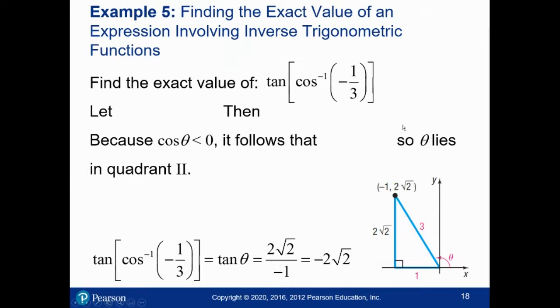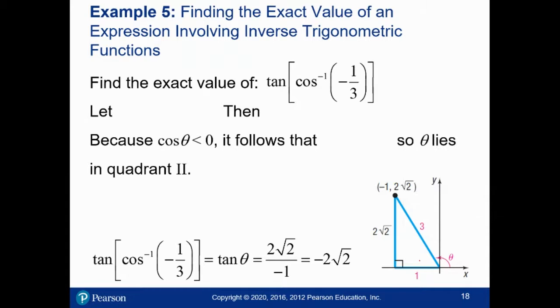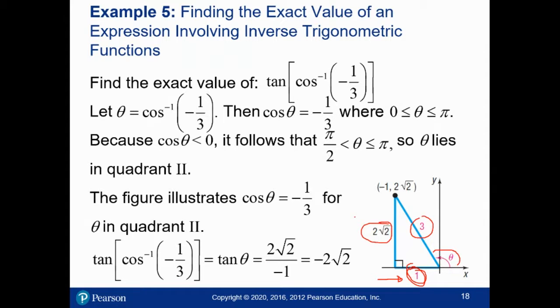So we would put the x-coordinate to be 1. But since we're in quadrant 2, we understand that this is a negative, and the radius is 3. So now the cosine of this angle is negative 1/3. But then we just need to take the tangent of it, and tangent is just the y-coordinate over the x-coordinate. And just remember that this x-coordinate is actually negative. So 2√2 over -1 just gives me negative 2√2.